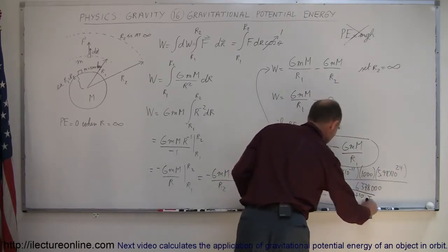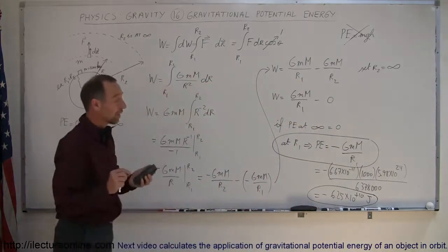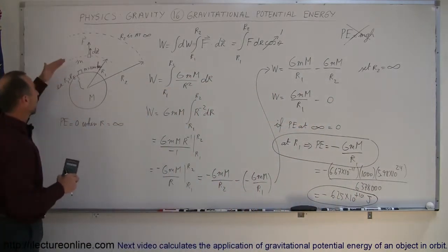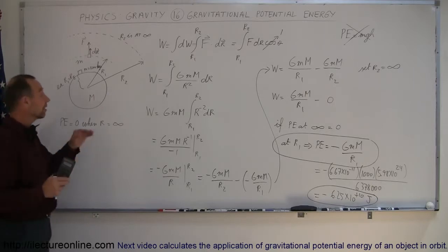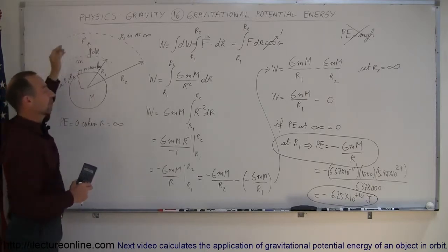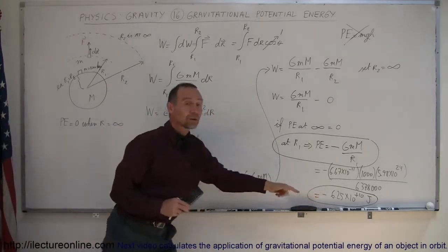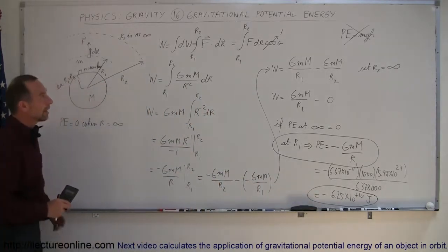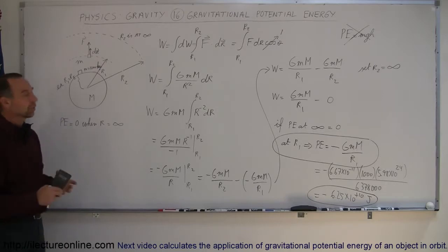And that would be the potential energy of a 1,000 kilogram object on the surface of the Earth, which then means that if you want to take it from the surface of the Earth and move it away from the gravitational effect of the Earth, you would have to put in this much work to get it moved to that point. And that's the definition of gravitational potential energy.